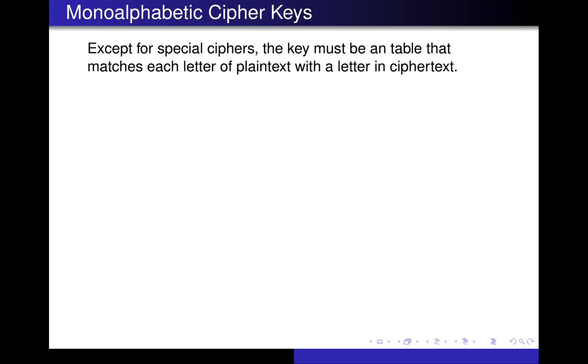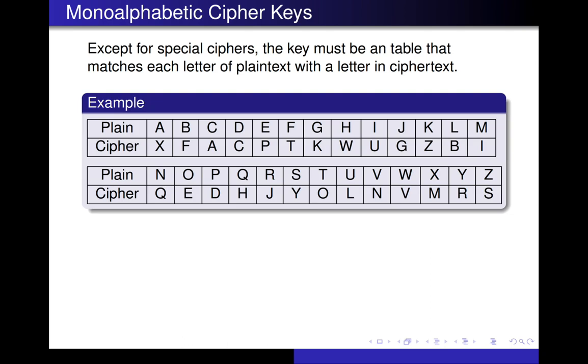Those are the ones that behave just like the cryptograms that we were working on before. So here's what the keys might look like. There are certain ciphers where this does not necessarily need to be the case, but a key pretty much has to be a table that matches each letter of the plain text with its corresponding letter in the ciphertext. And this is for monoalphabetic cipher keys. So here's an example. The top row of each of those tables is the plain text, and the letters just below them are the corresponding letters that you use for the ciphertext.